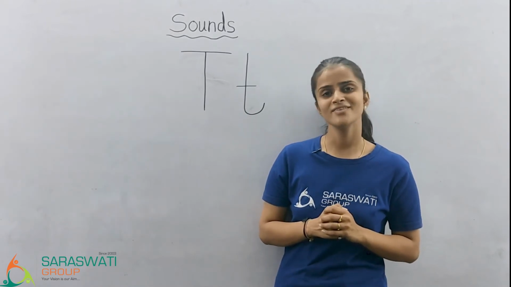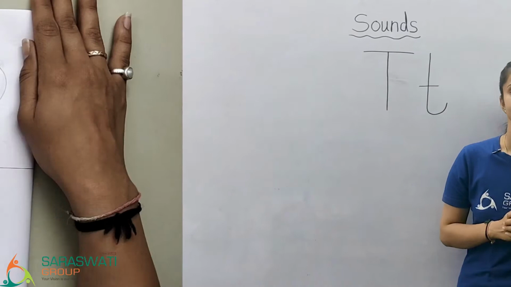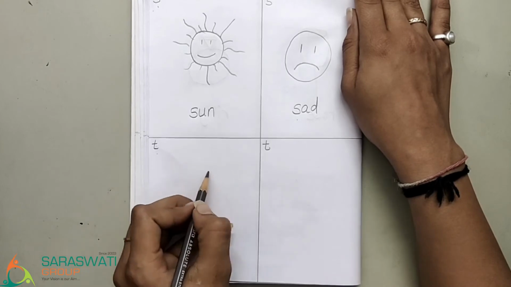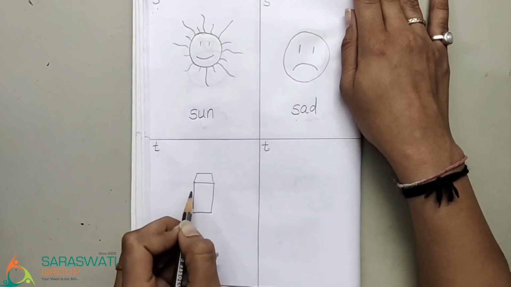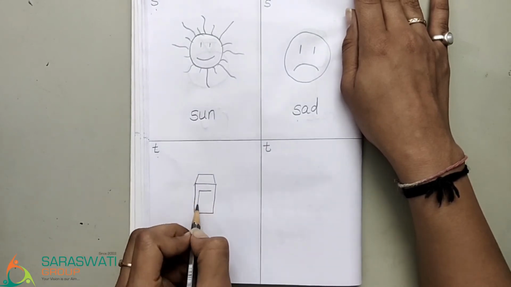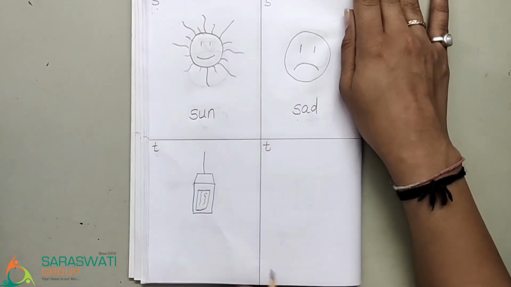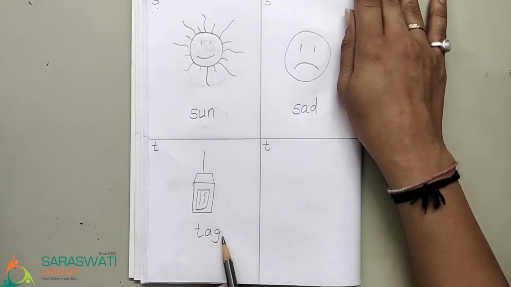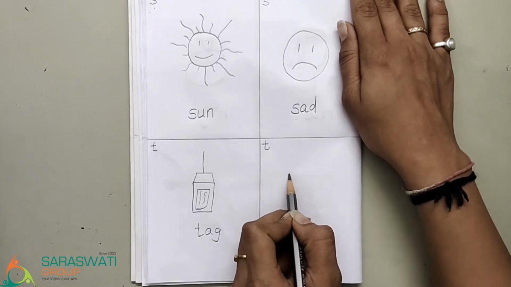Yes, so kids, now Didi will give you the demo for illustration of sound T. Now we are going to do the illustration of sound T. What is this? This is tag. What is the initial sound of a tag? T. Now we will do another illustration.